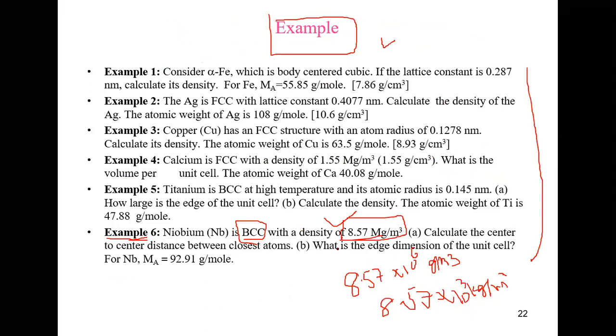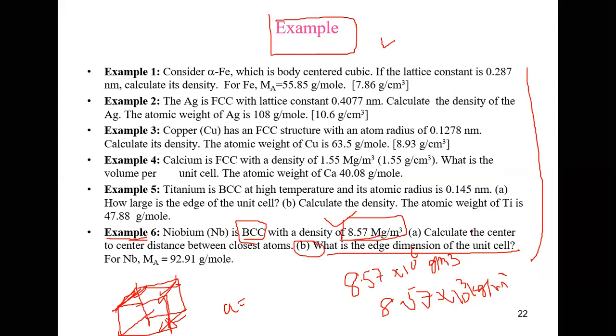So niobium is body centered cubic, and you know the density, so you can calculate A. Once you calculate A, it is called the edge dimension of the unit cell, because A is nothing but the edge dimension of the unit cell. Edge means this edge, or this one, or this one. For cubic, all are the same. So at first you will calculate A, and then calculate the center to center distance to the closest one. As this is BCC, the nearest neighbor distance we have already calculated, which is root 3 A by 2. So once you know A, then you can calculate the nearest neighbor distance.